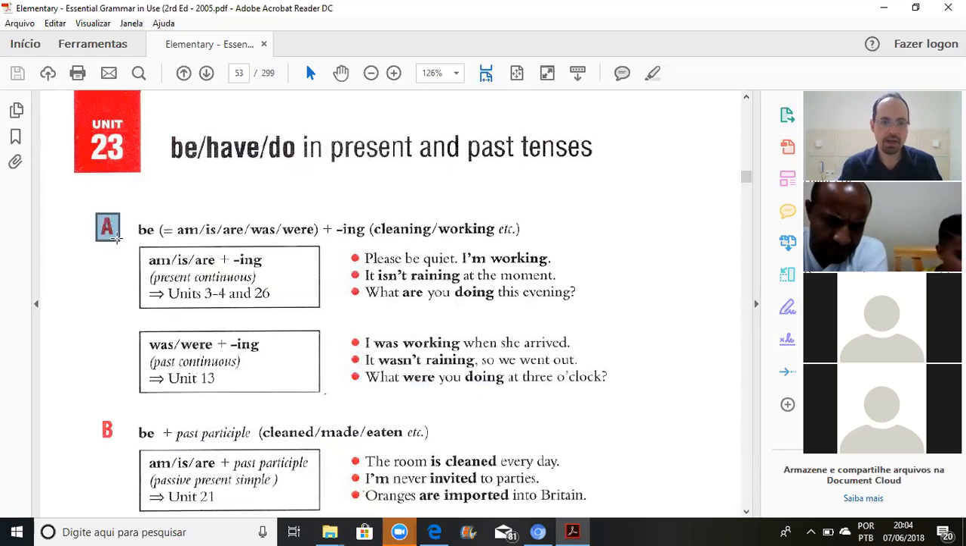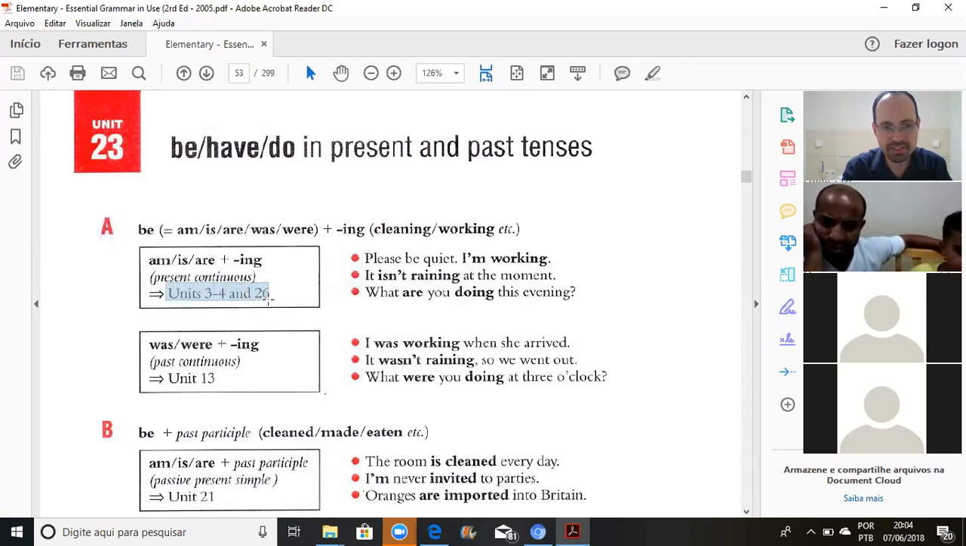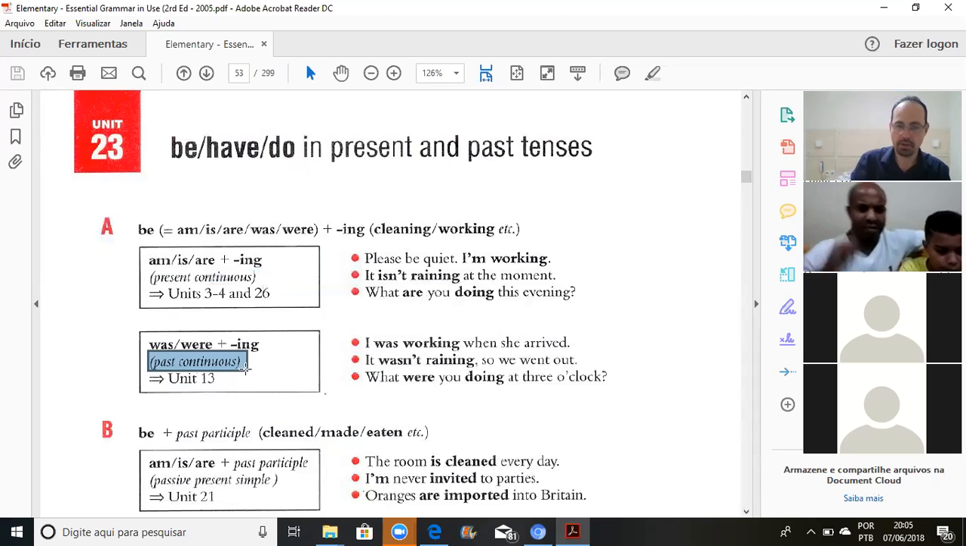Okay. The first part here, we are reminding the lessons about present continuous and past continuous. If it's not clear, if you have some doubts, all you have to do is go back to lessons 3 and 4, and then 26. You don't have to go to 26 because we will be there. We are going to study lesson 26 in the future. So check units 3 and 4 if you are having some doubts about present continuous, and check unit 13 if you are having some problems with past continuous. You don't forget that to learn English, you have to go back all the time to all the lessons, study again, remember, and don't forget what you have learned, okay?